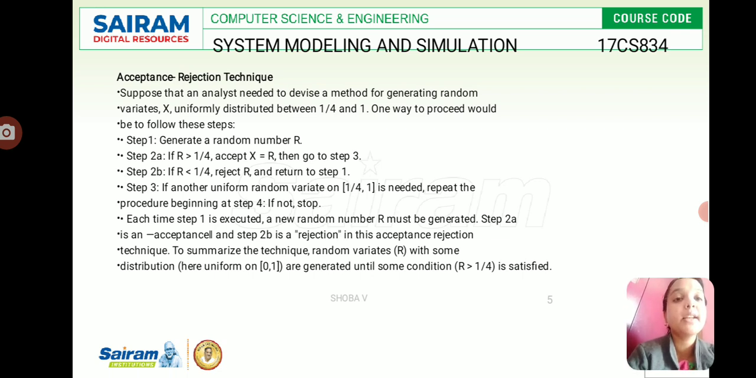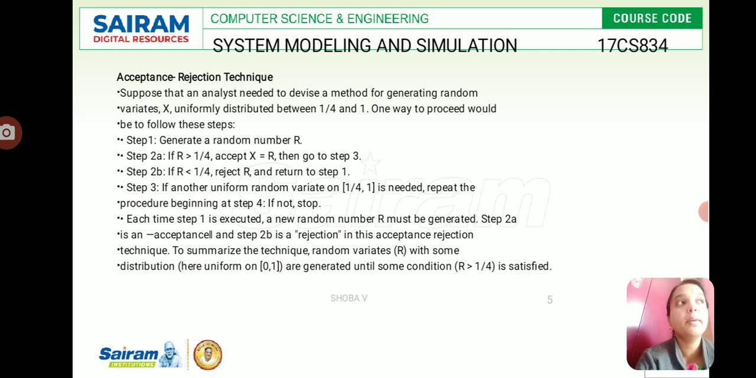Now is the acceptance and rejection technique. Suppose that an analyst needed to devise a method for generating random variables uniformly distributed between 1 by 4 and 1. There is a procedure, and these are the steps we can follow.